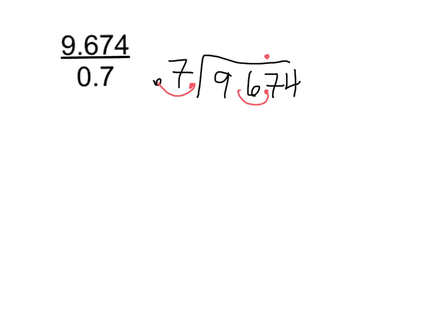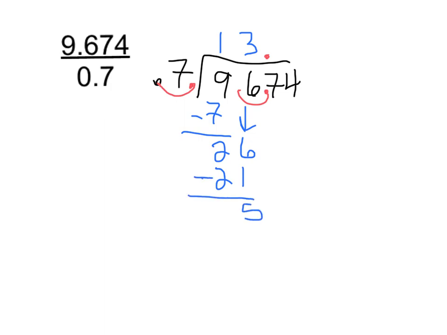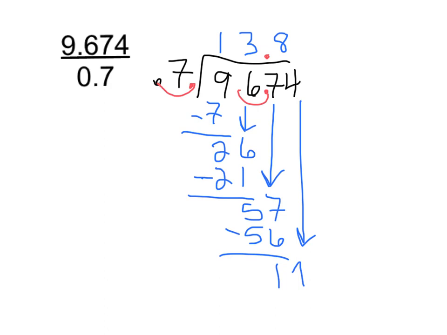7 going into 96.74. So 7 goes into 9 1 time. 7 times 1 is 7. Subtract down gives me a 2. Bring down my 6. So I'm looking at how many times does 7 go into 26. That's 3 times. 7 times 3 is 21. Subtract down. Leaves me with a 5. Bring down my 7. 7 goes into 57 8 times, or 56. Subtract. 1 left over. Bring down the 4. 7 goes into 14 2 times. Subtract down. Leaves me with a 0. So 0.7 goes into 9.674 13.82 times. Let's look at one more.